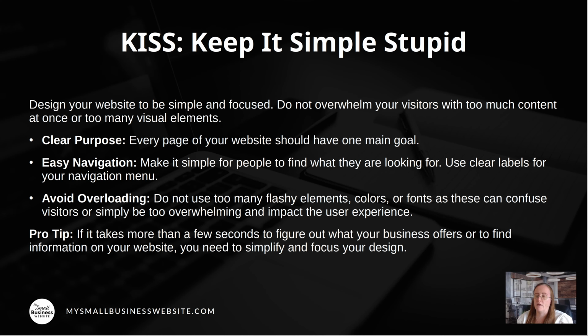So you can do that with having a menu at the top with things that are very easy for them to understand and read. And we'll go more into that later, but having clear labels will help them to be able to do that. You want to not have too many flashy elements, not too many colors or fonts or anything, because that can distract people. It can be overwhelming. It can detract away from your goal of trying to get them to do something.